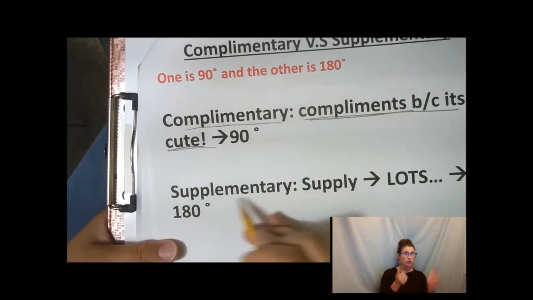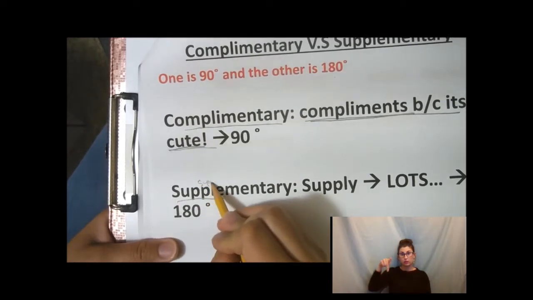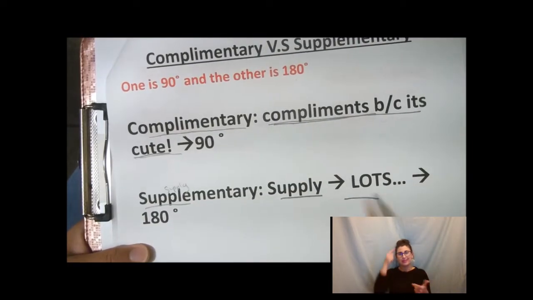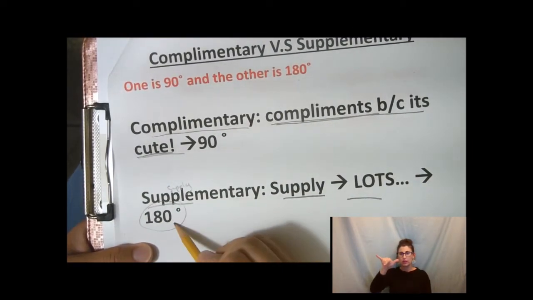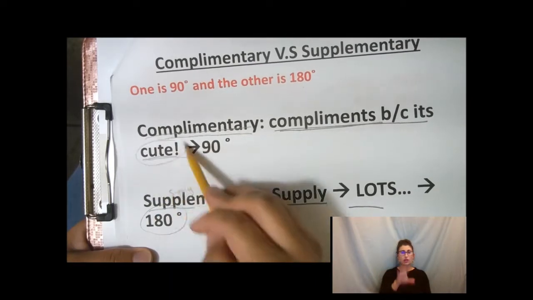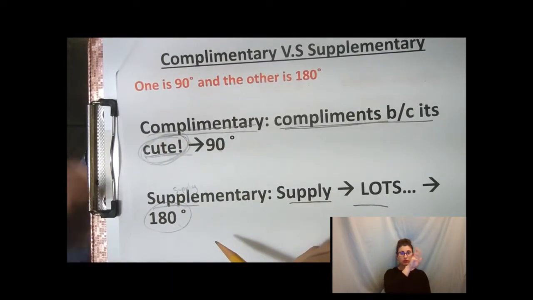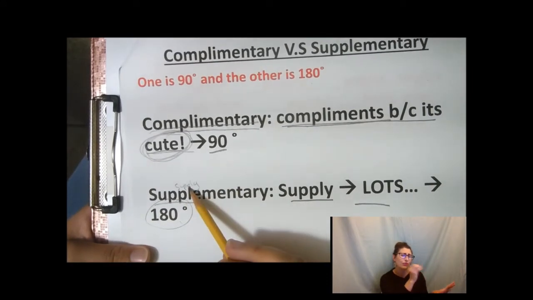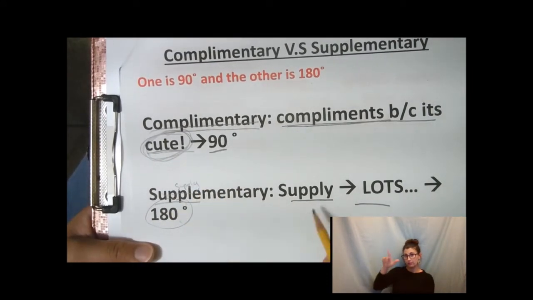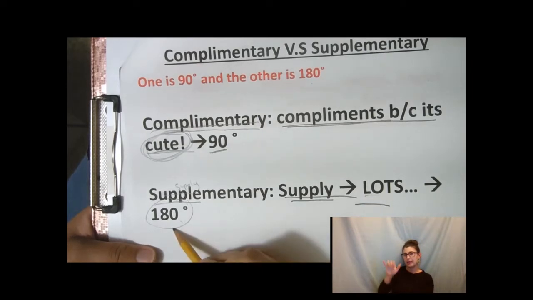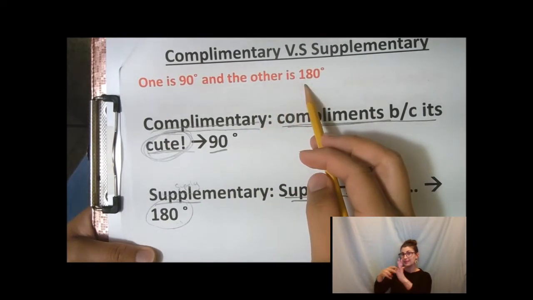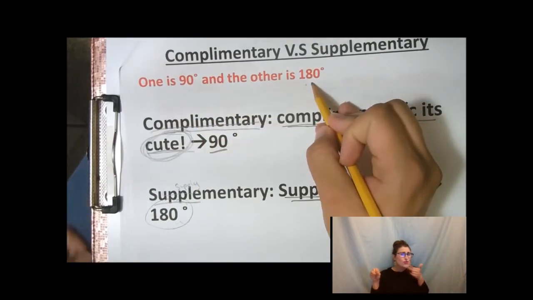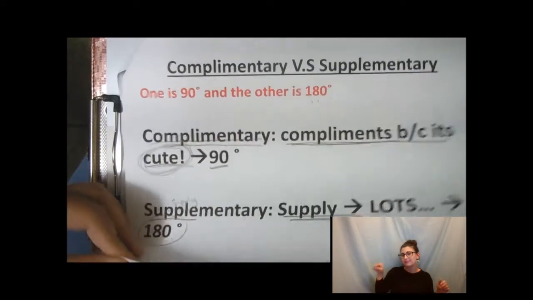Supplementary, supply. Think of supply. It means lots of. So that's the bigger one, 180. Complementary, think of something smaller, which people associate as cute: 90 degrees. Supplementary, supply, means lots, so that's the one that has a lot more degrees, 180. This one has 90 degrees. This is 180 degrees.